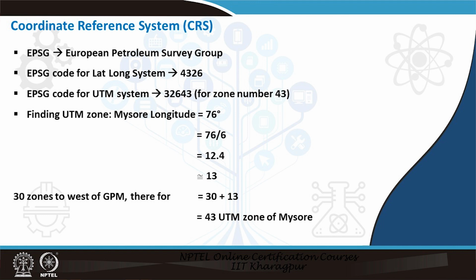Of this, we consider the Greenwich Prime Meridian as the central meridian. So to the west of the Greenwich Prime Meridian we have 30 zones, and to the east we have 30 zones. Here I have divided the longitude by 6, so I am getting a value of 12.4. I can just round this value up to the next digit, that is 13. Since there are 30 zones to the west of the Greenwich Prime Meridian, I am just adding 30 to this number, that is 30 plus 13, which gives me 43. 43 is nothing but the UTM zone for Mysore. Similarly, if you know a place's longitude, you can easily find out its UTM zone.